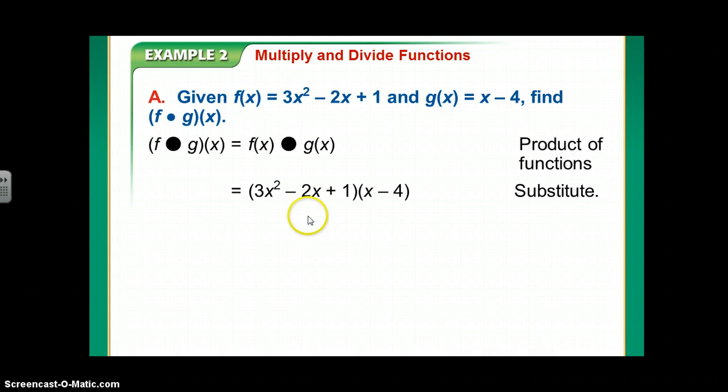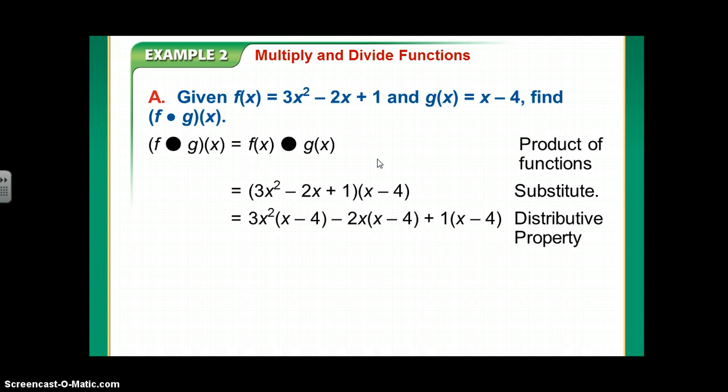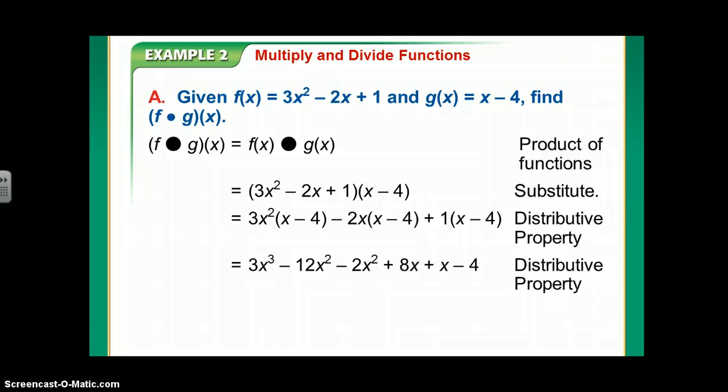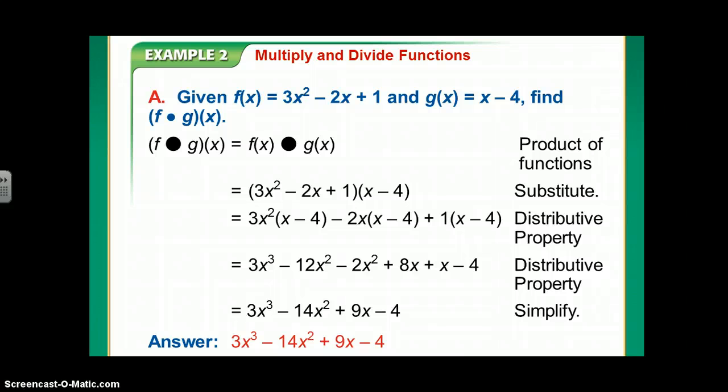This is a trinomial multiplied by a binomial, so we can't use foiling, so we're just going to have to distribute. Okay, distribute the x in. It goes boink, boink, boink, and then the negative 4 goes boink, boink, boink. After distributing, this is what you should get. And there's our answer.